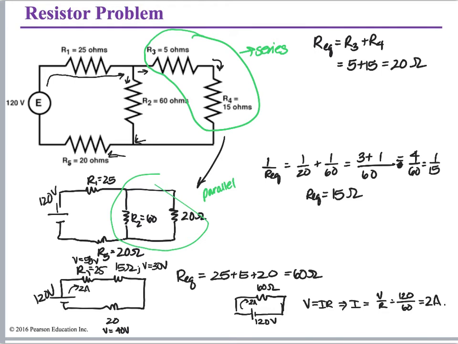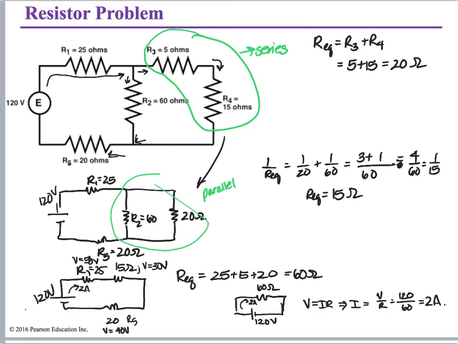Now, let's see if this makes sense. I add 50 plus 30, that gives me 80, plus 40 is 120, which is the voltage of the battery. That makes total sense. So this is the 20 ohm resistor, and this is R5, and then this is R1.